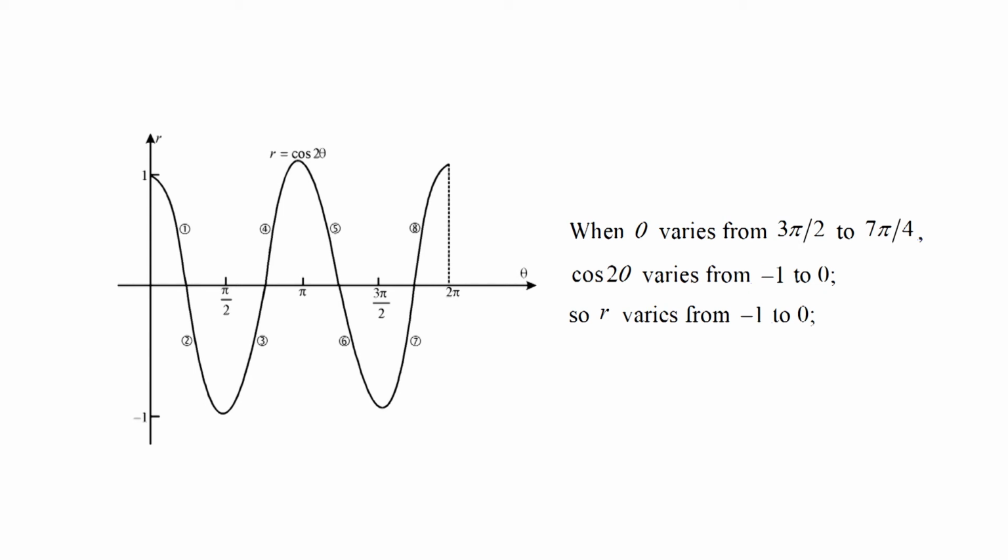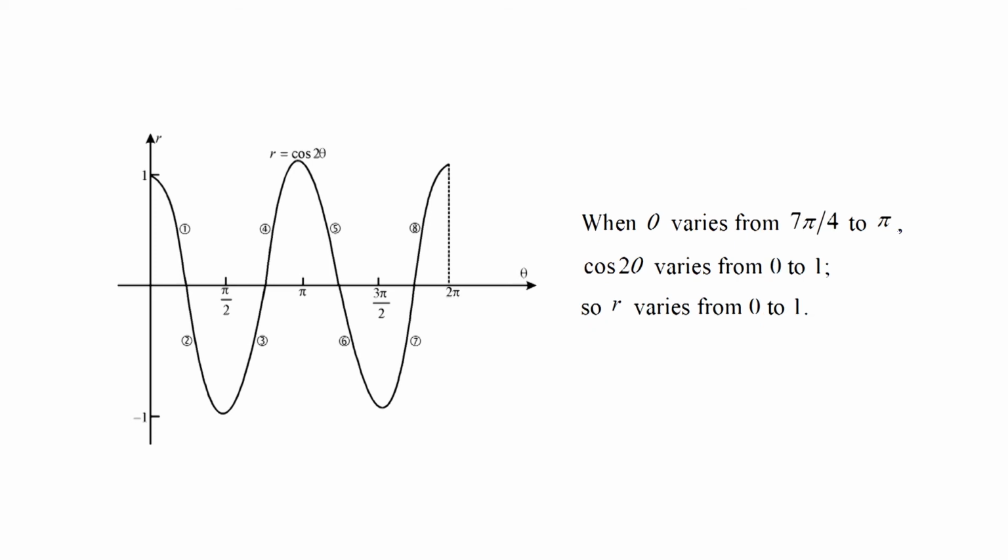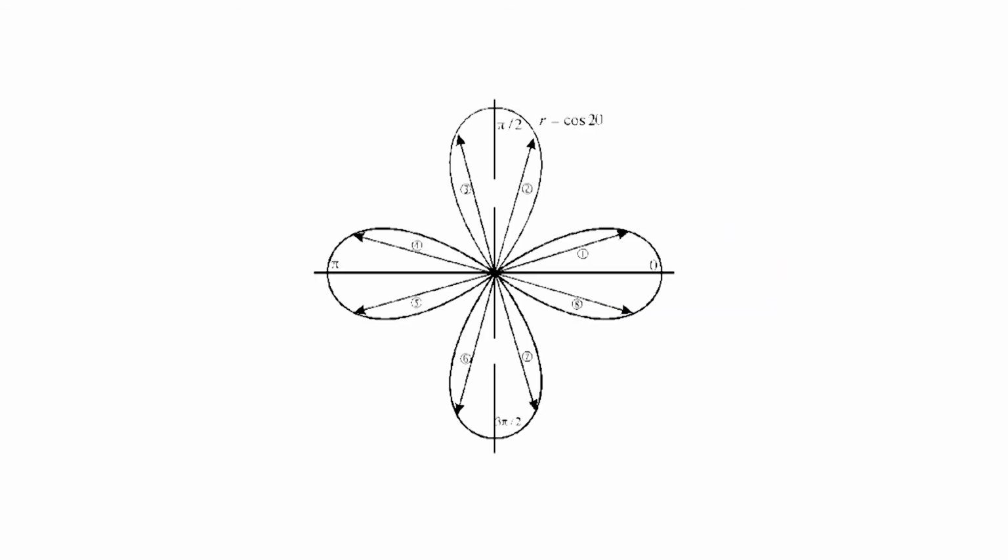When theta varies from 3 pi by 2 to 7 pi by 4, cos 2 theta varies from negative 1 to 0. So, r varies from negative 1 to 0. When theta varies from 7 pi by 4 to 2 pi, cos 2 theta varies from 0 to 1. So, r varies from 0 to 1. With the aid of arrows numbered 1 to 8 from the theta axis and taking these as radii, we draw the graph of r is equal to cos 2 theta in the polar plane.